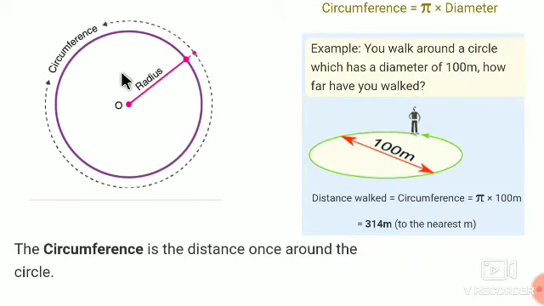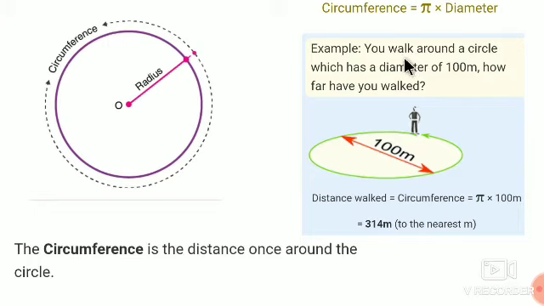Here the circumference is shown with the dotted line. Circumference is the distance once around the circle. This is the circle and this is the circumference.